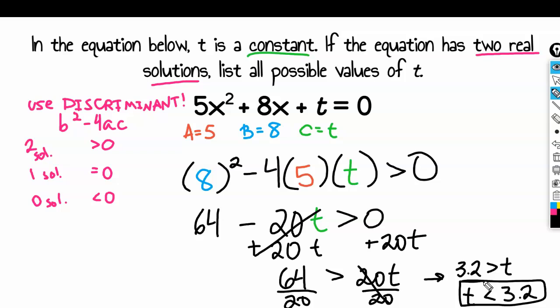So anything that is smaller than 3.2, 3.1, 3, 2.9, 2, negative 100. Those will give you two real solutions. Okay. And that's pretty much it.